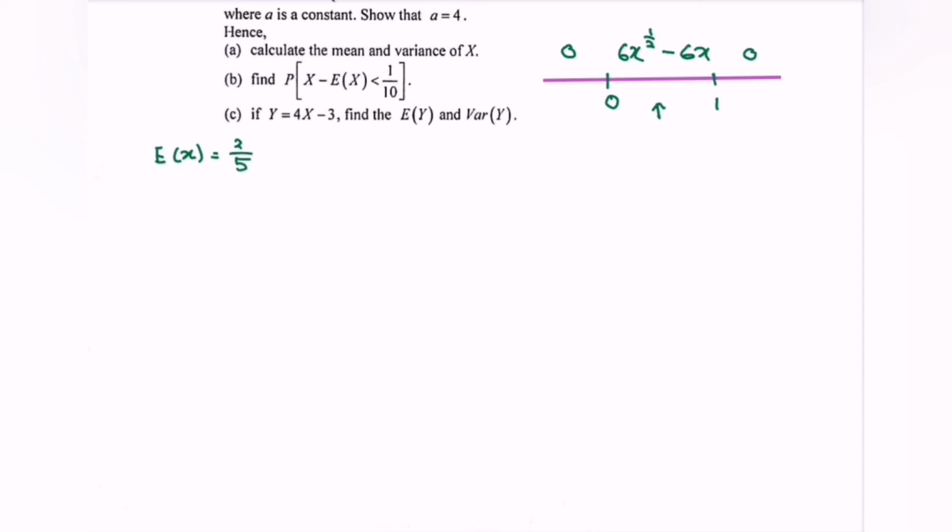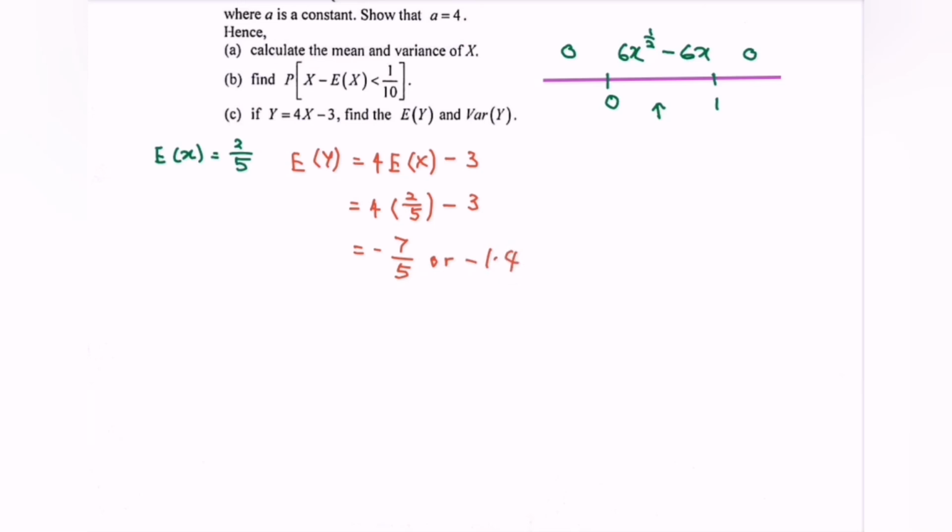Next, continue with the C. Given the situation Y is equal to 4X minus 3, the question asks us to find E(Y), where we have the situation 4E(X) minus 3 by using the properties. Next is to substitute 4 multiplied with 2 over 5 minus the 3. Then we will have our situation negative 7 over 5 or negative 1.4.